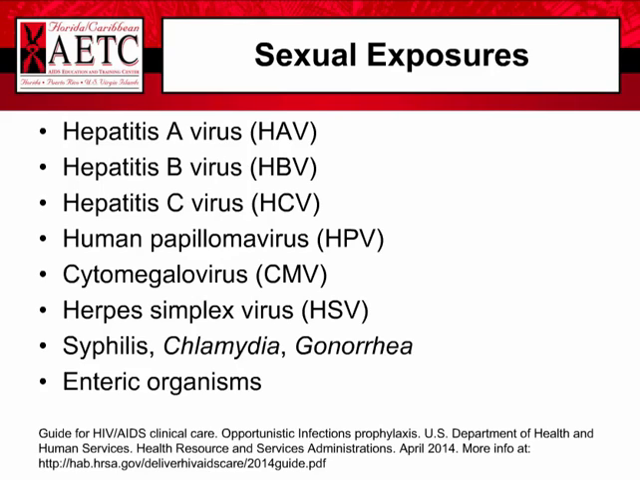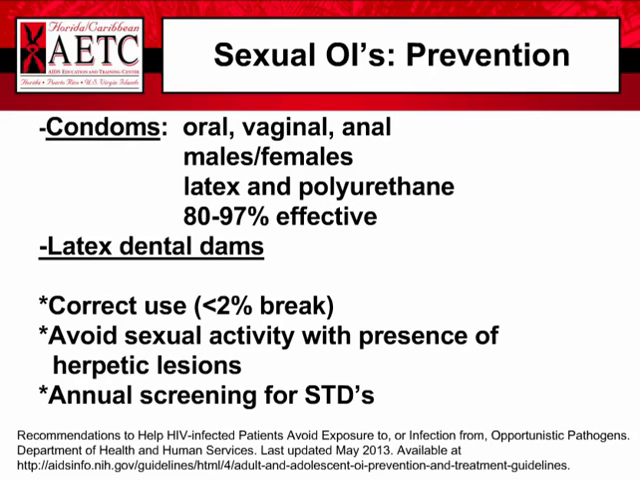Certain STDs like syphilis, chlamydia, gonorrhea, they can all be transmitted easily. And then again, the enteric organisms, such as Shigella, Salmonella, and certain parasites like Cryptosporidium. So prevention. Mainstay of prevention is going to be condoms. So condoms can be used for oral, vaginal, or anal intercourse. We have specific condoms for males as well as females, and they come in two forms, either as a latex or a polyurethane. And they're about 80 to 97% effective in preventing HIV as well as other sexually transmitted diseases.